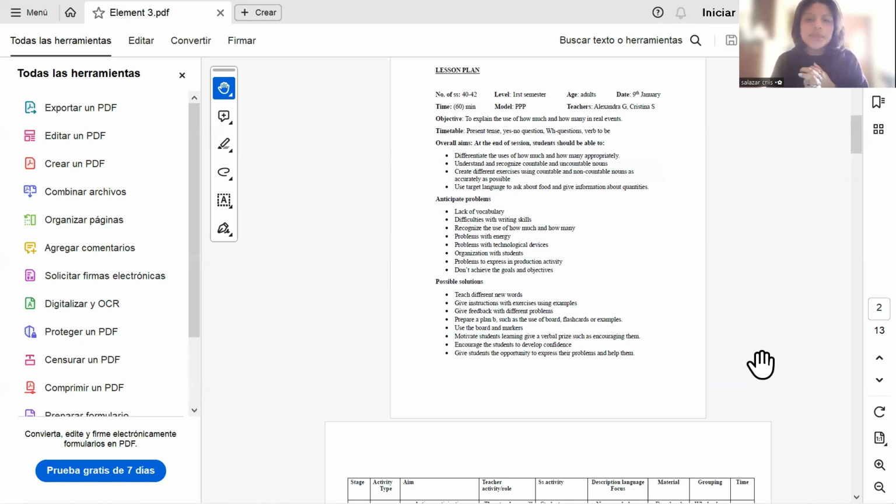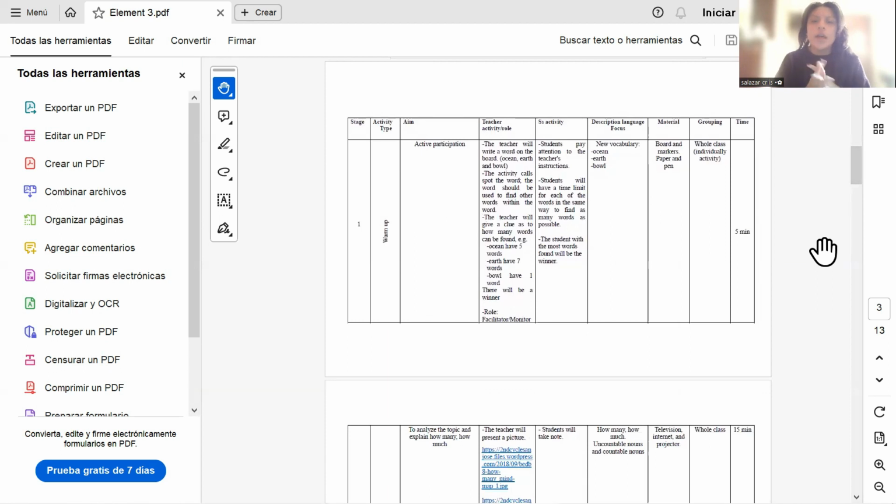Organization with the students, and problems expressing themselves in the production activity: we consider motivating students' learning, giving a better prize, such as encouragement. For example, "good job," or "you can do it." And finally, not achieving the goals and objectives: give students the opportunity to express their problems and help them during all the class.